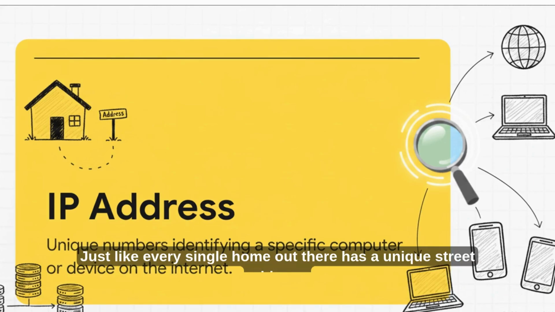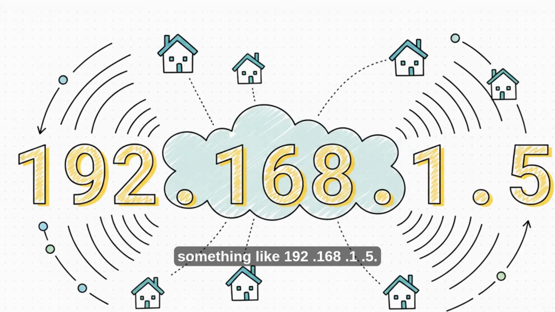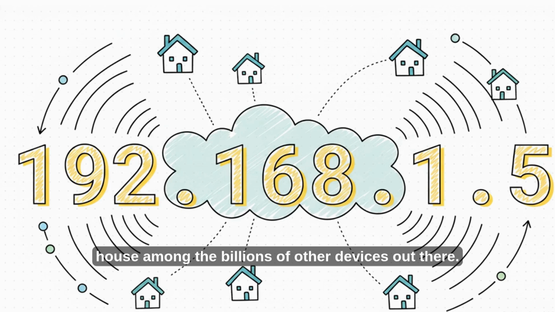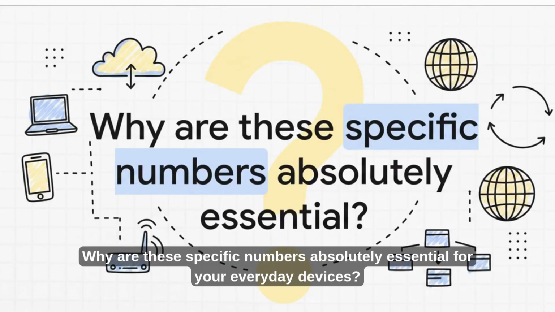Just like every single home out there has a unique street address, every connected device has its very own digital address. It's really just a string of numbers separated by dots, something like 192.168.1.5. The network uses this specific number sequence to find your exact digital house among the billions of other devices out there. But here's something interesting. Why are these specific numbers absolutely essential for your everyday devices?